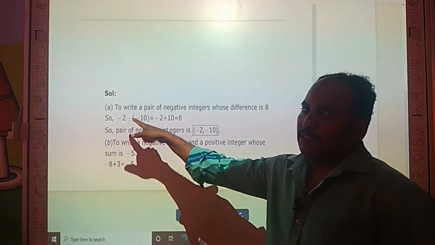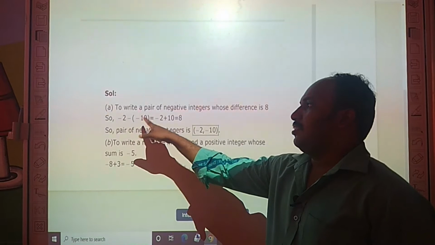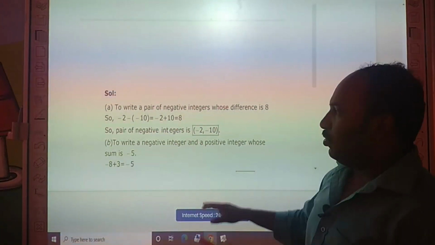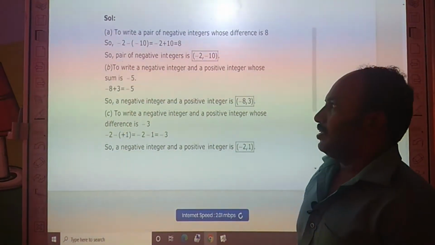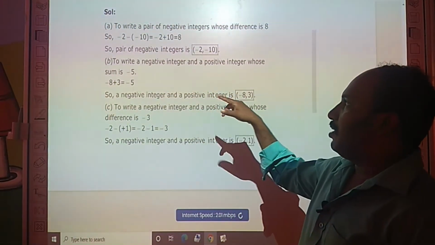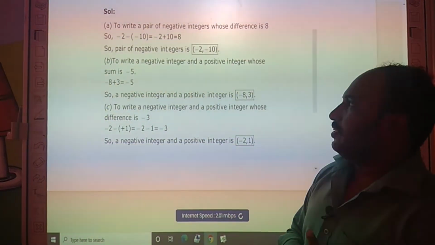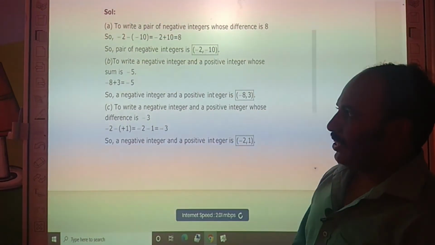We want the difference, that means we take minus 2 minus minus 10, which is minus 2 plus 10, equal to 8. So our pair is minus 2 comma minus 10. Then part B: write a negative integer and a positive integer. We take one negative integer and the second number a positive integer, so that the sum is minus 5.